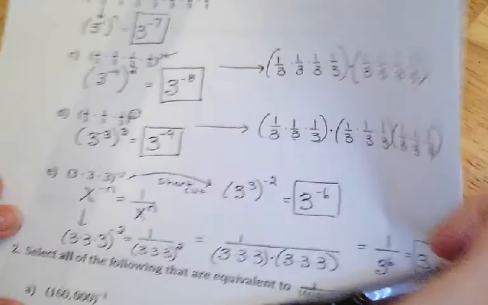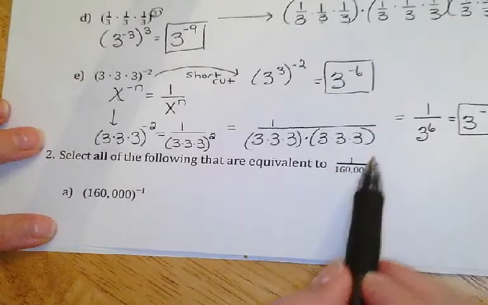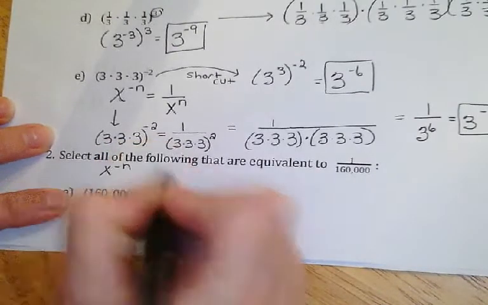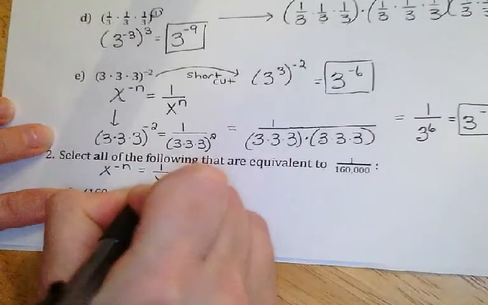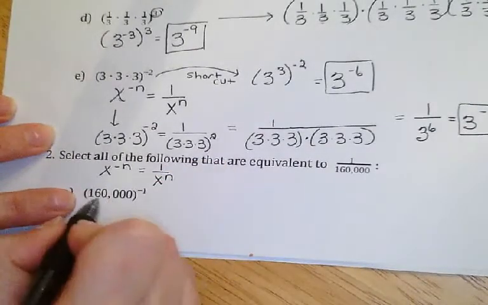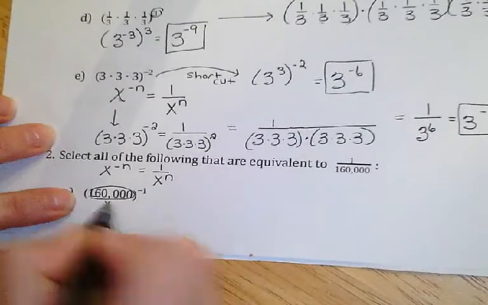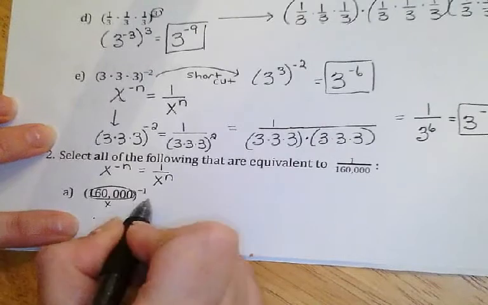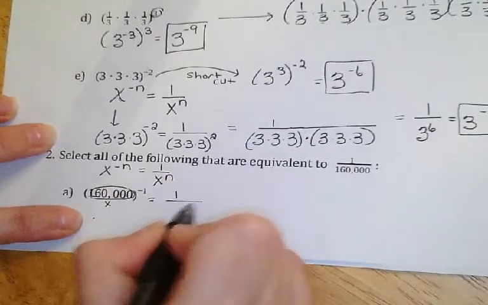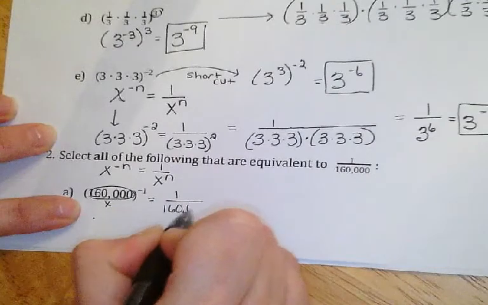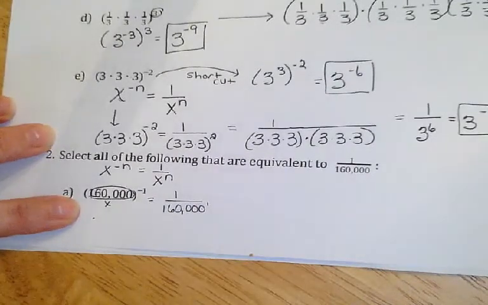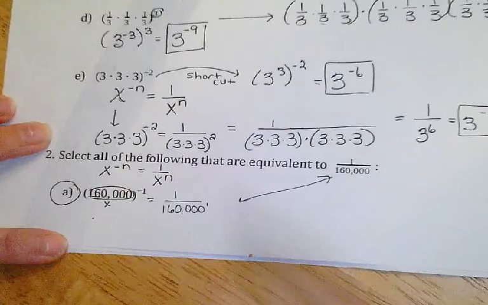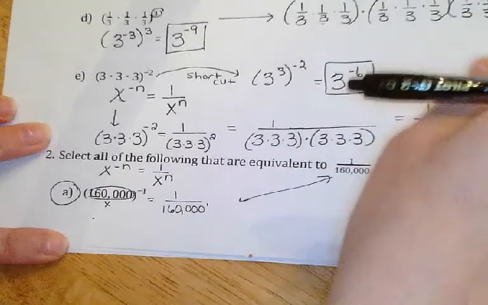Okay, so let's take a look at the very bottom. So, by the definition, again, of a negative exponent, it's the same thing as 1 over x to the positive exponent. So in this case, our x is 160,000. So I'm going to rewrite this as 100, well I guess it's already written there. That would just be the same as 1 over 160,000 to the first power. So you really don't even need that 1 right there. So look, these are the same. So I'm going to circle A. Going on to the next page.